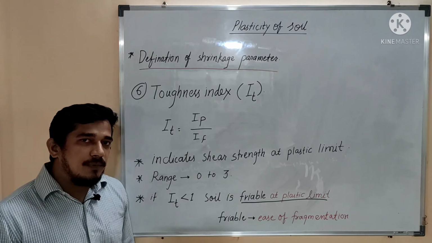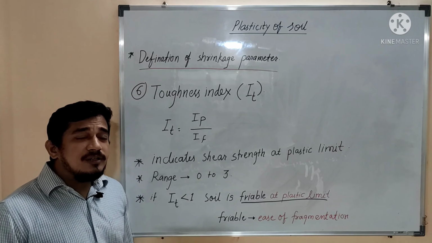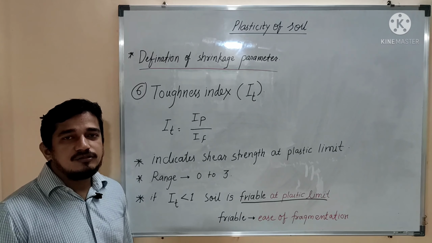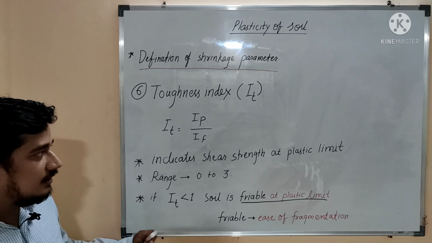As we have defined the plastic limit, when the soil is at a plastic limit, there will be certain cracks on the soil. But when it is friable at a plastic limit, it means that the soil will get fragmented into undesirable large aggregate. There will be not only cracks, but there will be the fragmentation of a soil. So that is indicated by this toughness index.